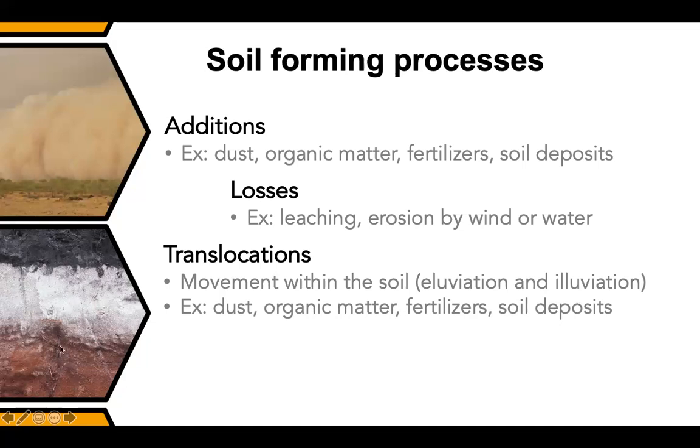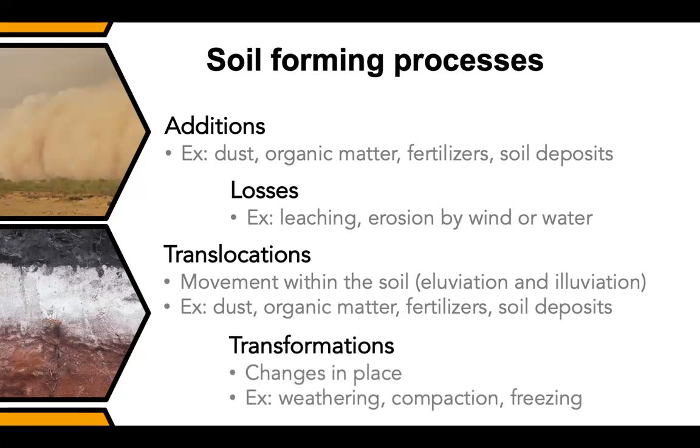So no pigment left here. Soil minerals have eluviated here and illuviated here. So you can see that it has this bright reddish color. So there are examples like, again, dust, organic matter, fertilizers, etc. As long as it's within the same system, that translocation can still happen.